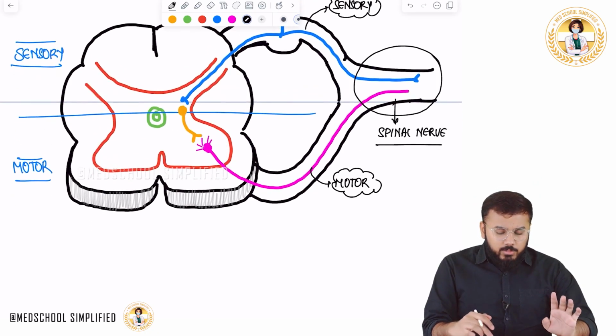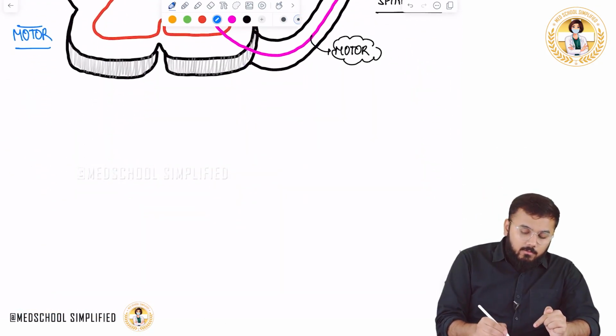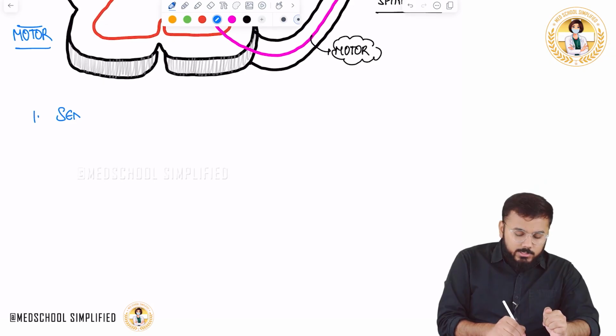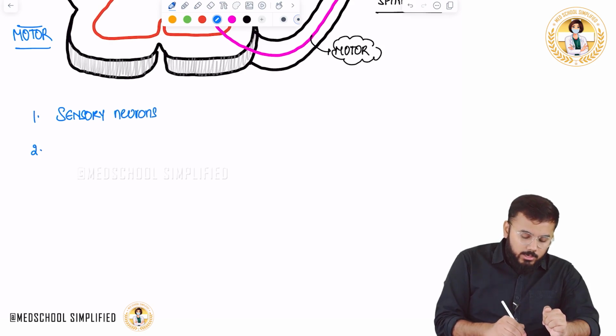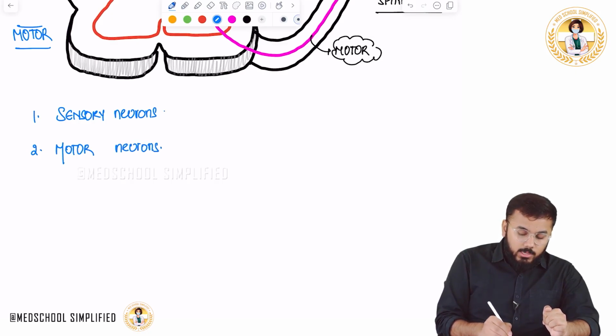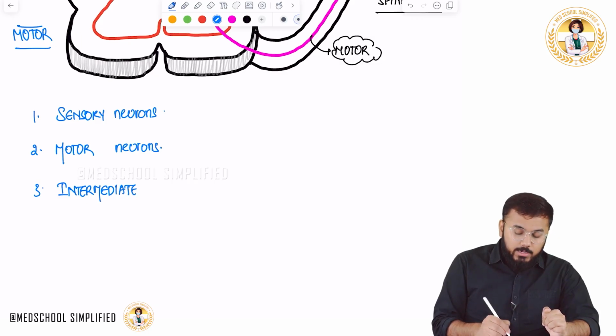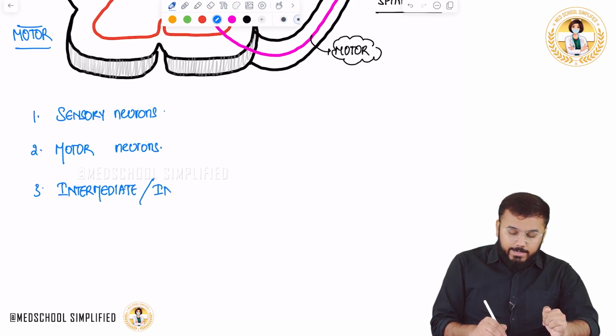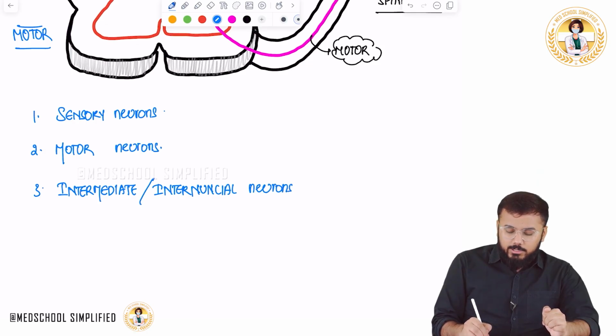Okay, right. So based upon the function, what can I write? One thing I can write is that we discussed sensory neurons. We discussed motor neurons. We discussed a third important thing, intermediate neurons, or you can also call them internuncial neurons.